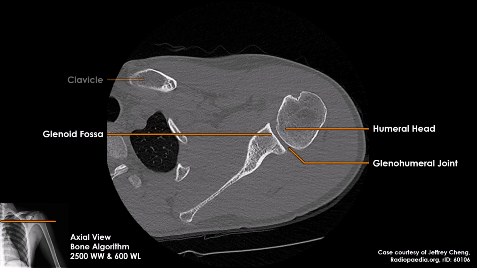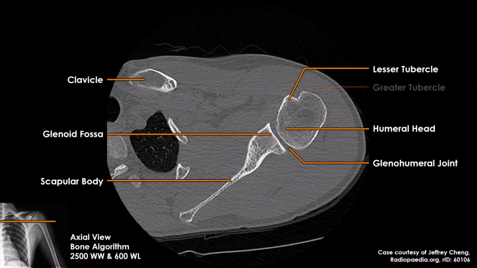We can still see the clavicle on the anterior surface of the chest and the scapular body against the posterior thoracic wall. Now we can see some other important features of the proximal humerus. We can see these two protuberances, the lesser tubercle and the greater tubercle, and the space between them called the intertubercular groove. These tubercles are points of muscle attachment, and the biceps tendon runs between them in that groove.